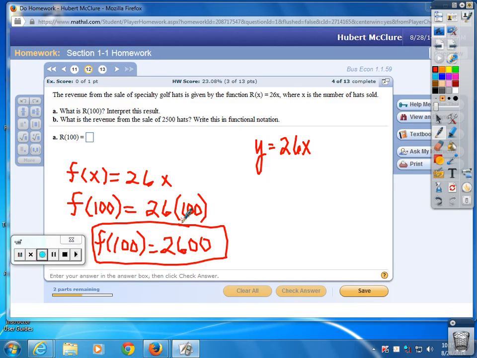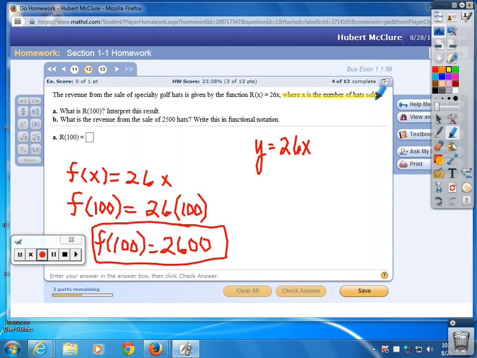Because x is 100. Now, a while ago, I told you to highlight something. What did I tell you to highlight? No, it's not in here. That's a joke. All right. Where x is what? Number of hats sold. I told you to highlight that. X is the number of hats sold. I told you to write it down, but I told you to highlight this right here. Where x is the number of hats sold.